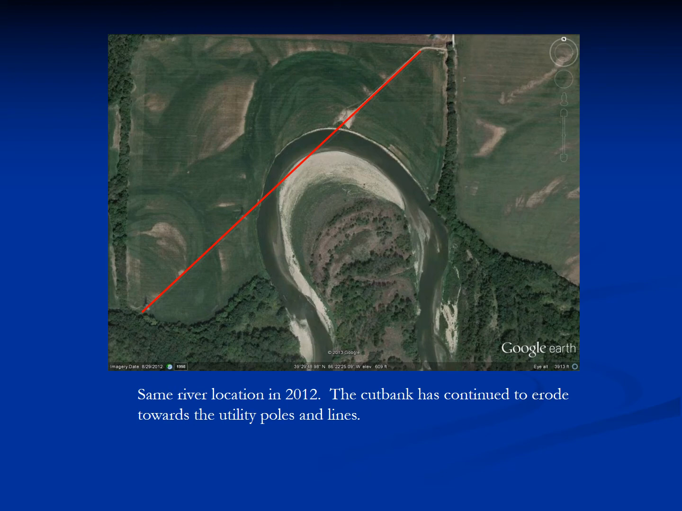The same river location is shown here in 2012. The cut bank has continued to erode towards the utility poles and lines. And it's not looking so promising for that utility pole, is it?